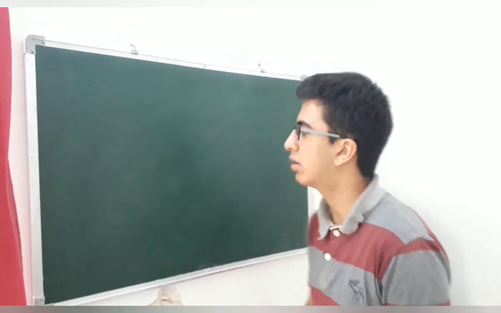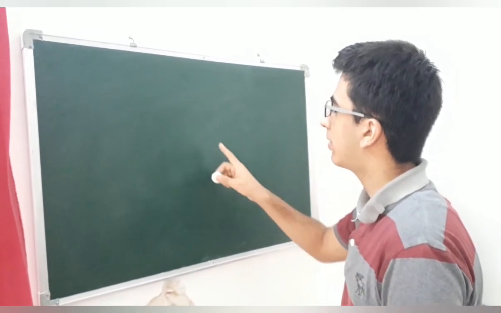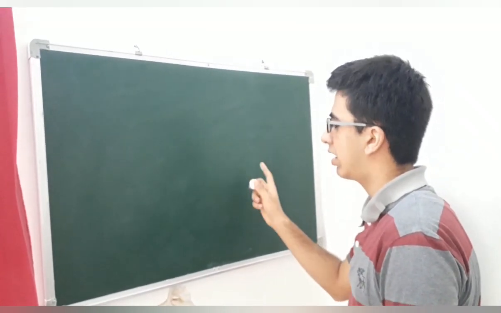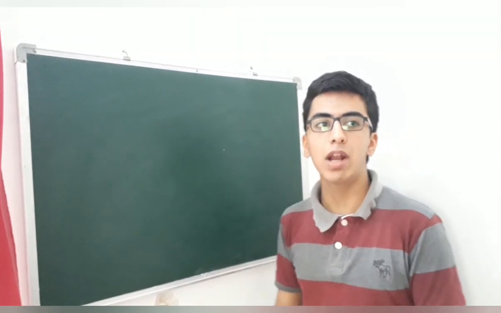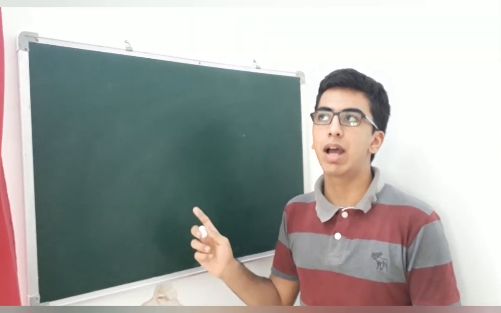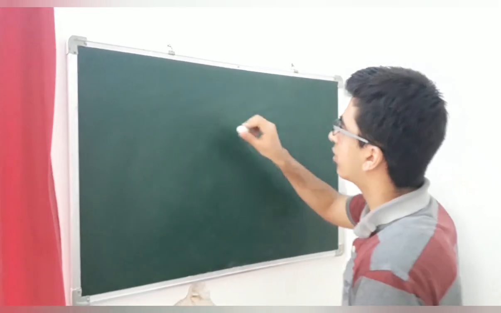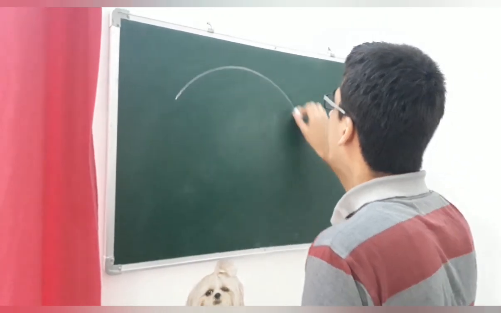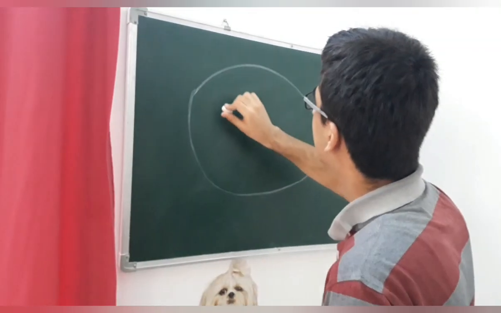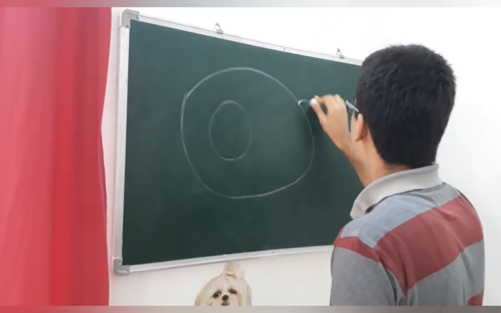Hello. So, as I said, I'm going to be explaining how solar eclipses and lunar eclipses occur. Before that, I would like to explain what the delay is all about. So, I would like to draw the sun, the earth, and the moon.